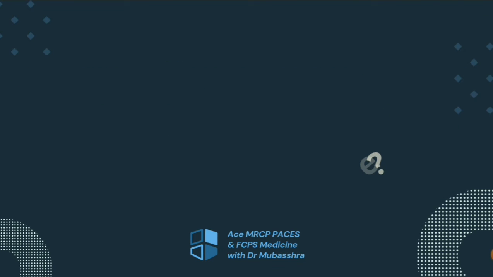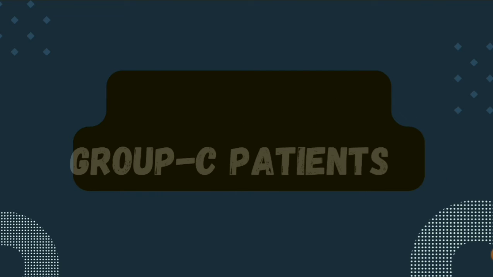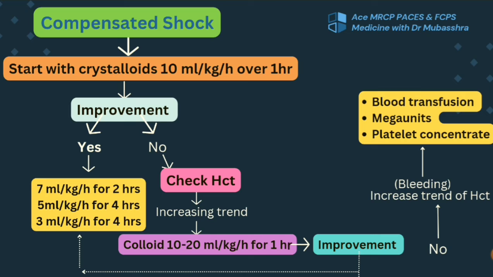Now let's discuss the treatment of group C patients. It is again divided into two categories. One is the treatment of compensated shock and another is the treatment of hypotensive shock. So first of all, we will discuss the treatment of compensated shock.